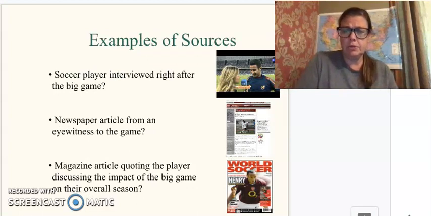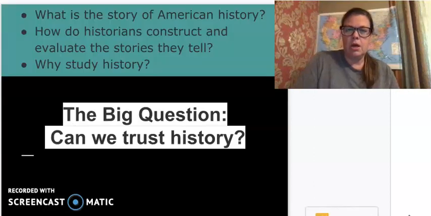Here are a few examples of sources. A soccer player interviewed right after the big game. What would you say that would be, a primary or a secondary source? What about a newspaper article from an eyewitness to the game? Primary or secondary? Or a magazine article quoting the player discussing the impact of the big game on their overall season. So there's different levels, ways of looking at sources. You want to really closely think about what's a primary source, what's a secondary source.